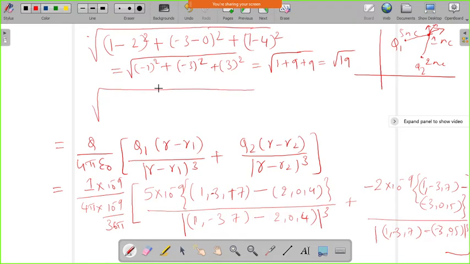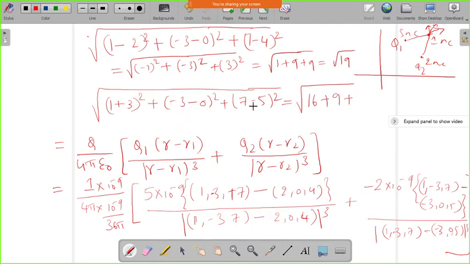Similarly, we can write the distance vector of the second one, which is nothing but square root of (1 minus of minus 3, which is plus 3, so 1 plus 3) whole square, plus (minus 3 minus 0) whole square, plus (7 minus 5) whole square. Now we can write it as 1 plus 3 is 4, 4 whole square is 16, plus minus 3 whole square is 9, plus 7 minus 5 is 2, 2 whole square is 4.